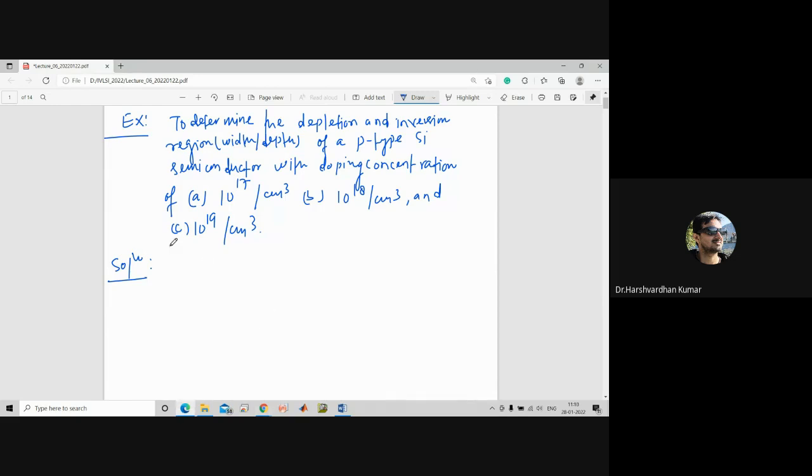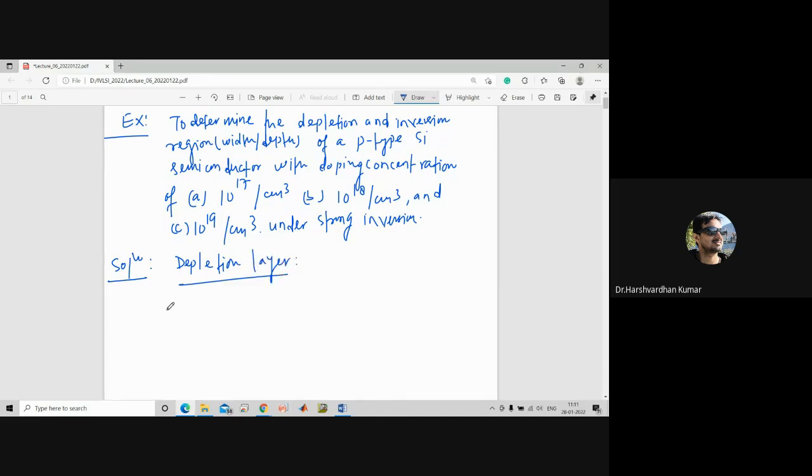Okay, so let us talk about what they have asked. They asked to determine the depletion and inversion region of a p-type semiconductor. So let us talk about first, that is depletion region, right? So under a strong inversion, basically. If they didn't mention it, you have to understand it is under a strong inversion, depletion layer.